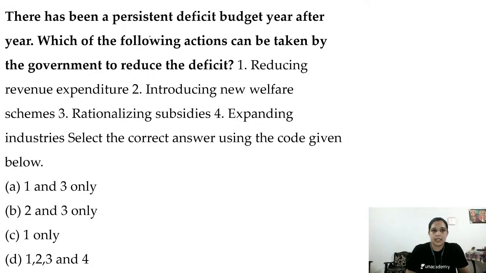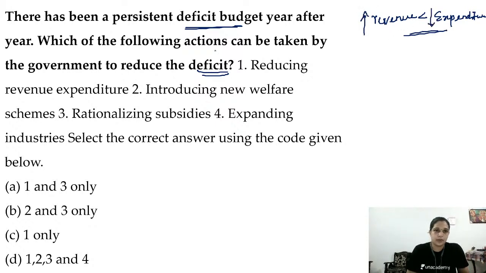Persistent deficit budget year after year. Which of the actions can be taken by the government to reduce the deficit? So, deficit budget is there. Budget deficit means revenue is less than the expenditure. It is called a deficit budget. Simple. So what we should do, we should increase the revenue or we should reduce the expenditure. That's all, simple. So if you want to reduce the deficit, you should do these two, either increase the revenue or reduce the expenditure, or you do both.